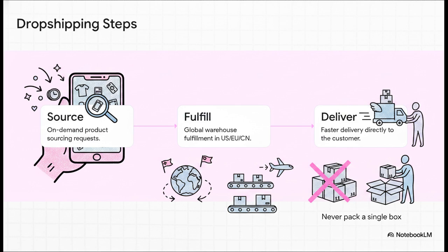So if you spot a product trending on social media, you literally just ask them to source it for you. Step 2. They handle it all in their global warehouse fulfillment centers scattered across the US, the EU, and China. Step 3. They ship it with faster delivery directly to your customer. You never buy in bulk, and you never even pack a single box.